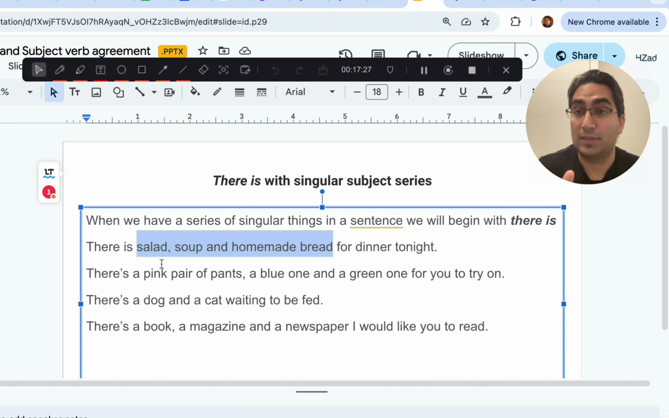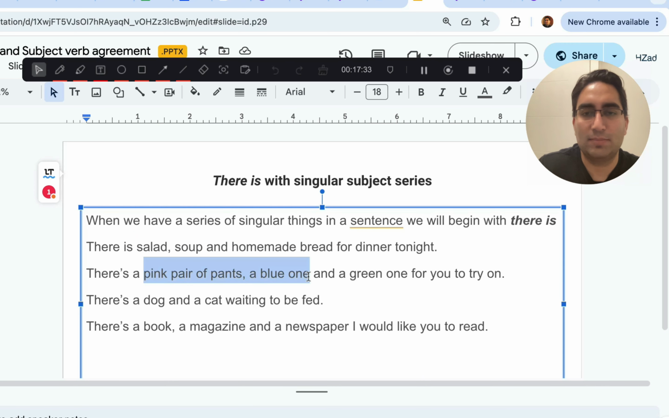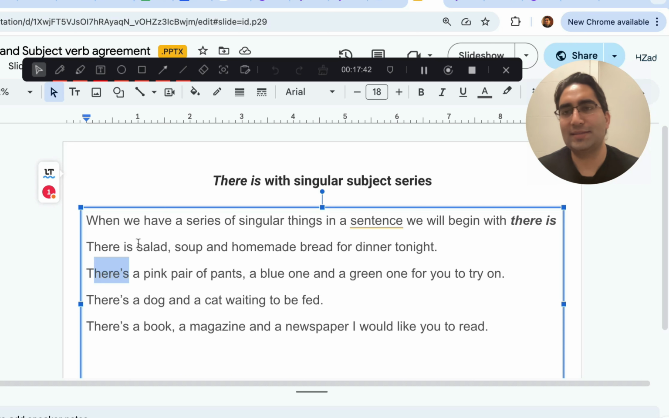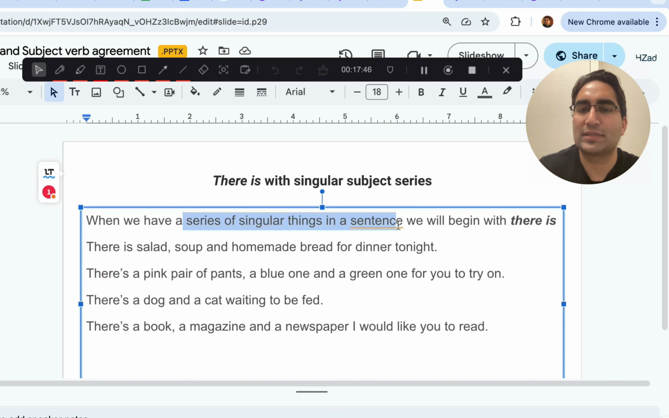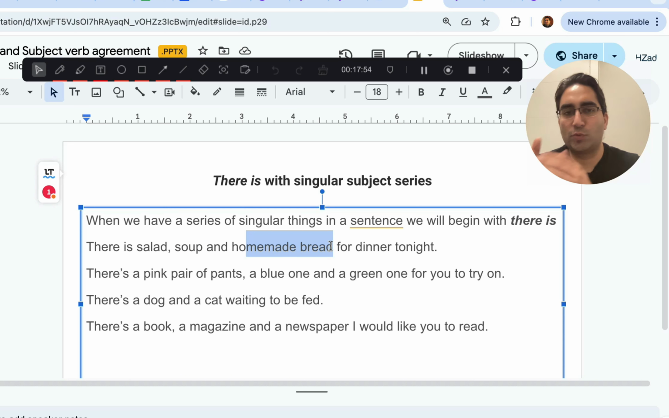These are multiple things. So why am I saying is? You can see I'm doing the same thing here. Pink pair of pants, a blue one, and a green one. It's multiple things, but I'm saying there is or there's. Why am I not saying are? Any guesses? Well, the reason is here we have a series of singular things in a sentence. When you have singular, singular, singular, one thing, and you have many of those one things, those are singular series.